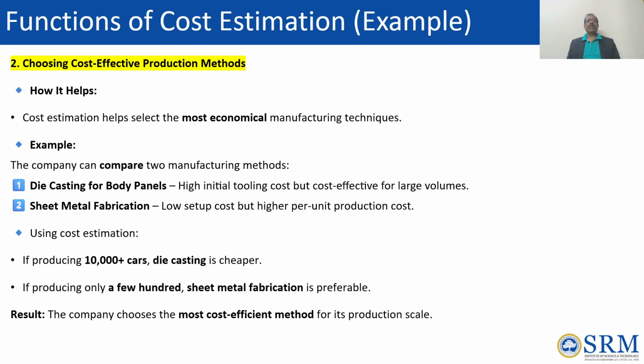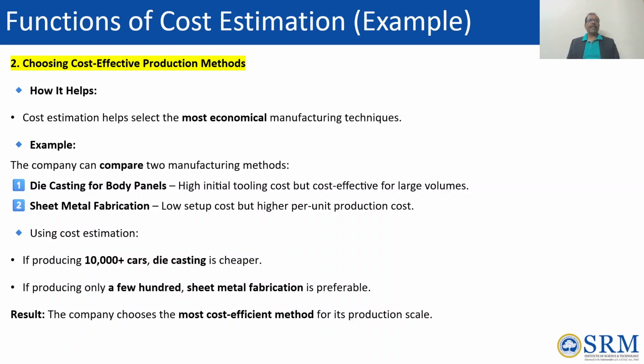Second one, choosing cost effective production method. How does it help in terms of cost estimation? Cost estimation helps select the most economical manufacturing technique. Though you have n number of manufacturing techniques for a particular product, you have to choose the right method, the most economically viable one. Then only you can save some money, right?